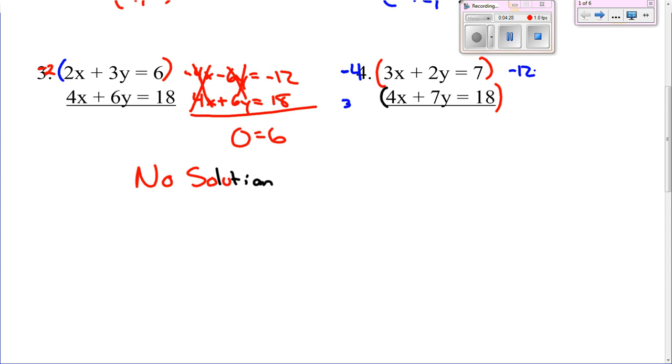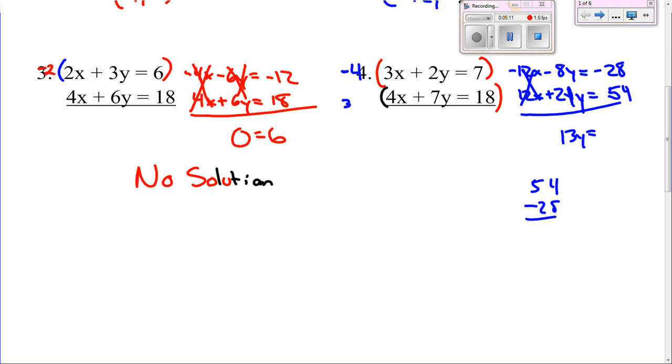It's going to give me negative 12x minus 8y equals negative 28. On the bottom, it's going to give me 12x plus 21y equals 3 times 18 is 54. X's canceled just like I wanted them to. 21 minus 8 is 13. 54 minus 28. I don't know. 26.